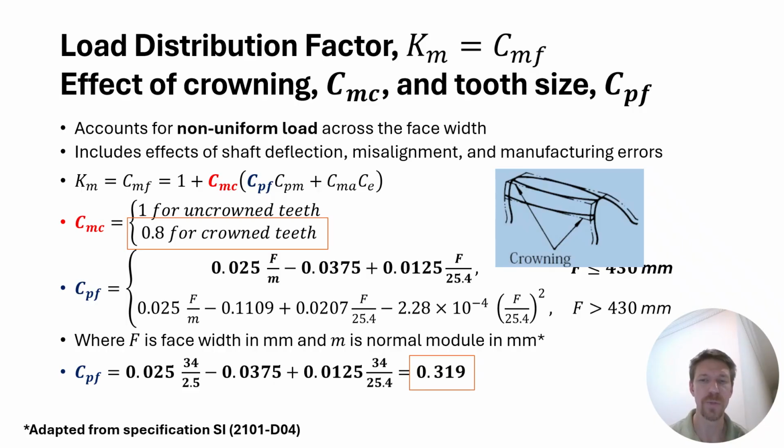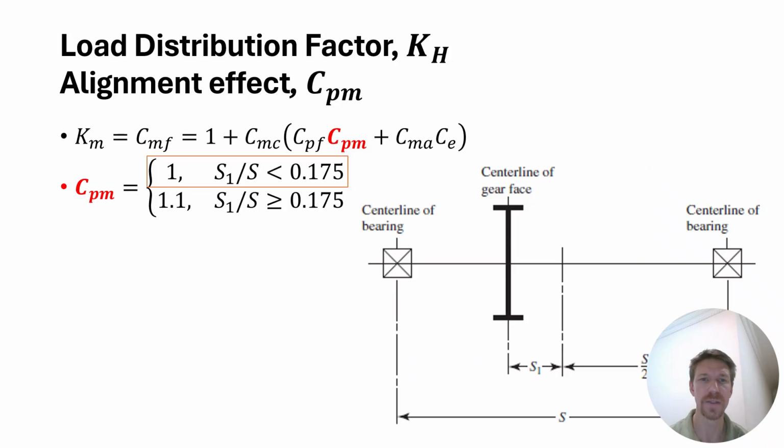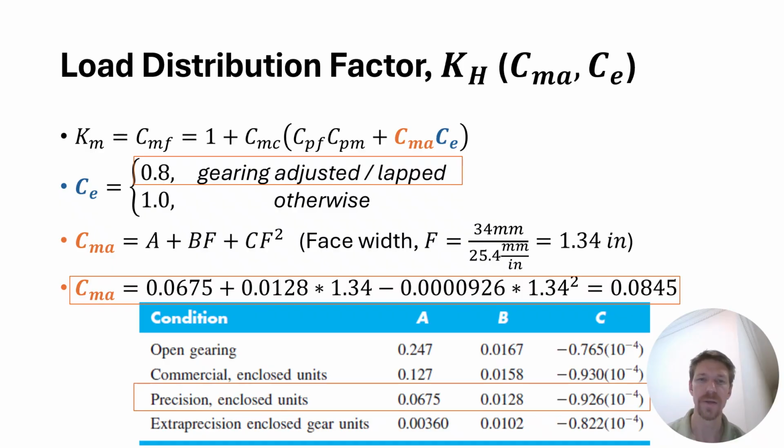value. And we have 3 more constants to calculate in there, C sub PM. We said in the problem that the center line of the gear face is centered between the bearings. So we're going to take a 1 for C sub PM. And then the gear we were told was lapped, which is a very fine surface finish. So we have very fine gears, so we're going to take a bonus for that by taking a low C sub E, 0.8. Then C sub MA is an equation.